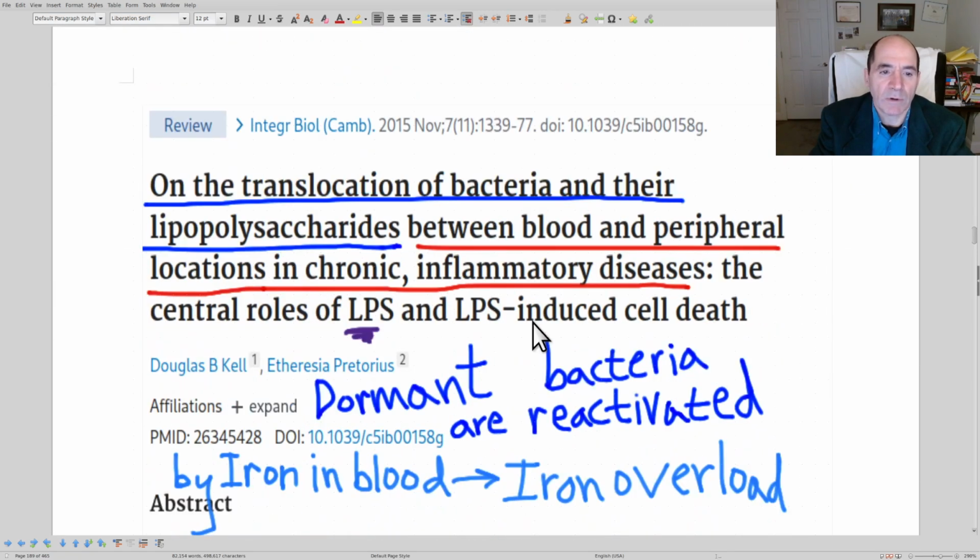Okay, here's another paper on the translocation of bacteria and LPS between the blood and peripheral locations. It's about dormant bacteria, and how they can be reactivated by iron in the blood. I'm basically just showing you a lot of the papers of Douglas Kell and Etheresia Pretorius because it's real important to get this. If you have the long version of the recent viral infection, a lot of times what they think is the mechanism for all that is these amyloidogenic clots, and they can be a big deal.